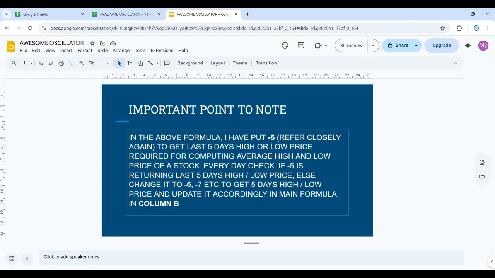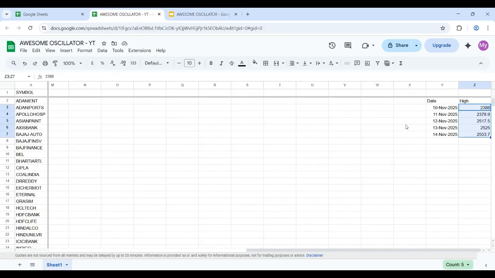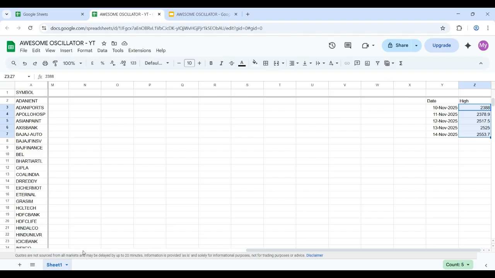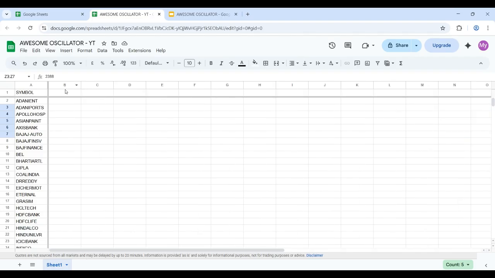If minus 5 is not returning the 5 days, sometimes it will return only 4 days, especially when there are any public holidays. Okay, so we need to change it to minus 6 or minus 7, like that. Okay, and update that formula, this minus 5 or minus 6, and update the formula in the main column. Okay, in column B. So this is the main formula.